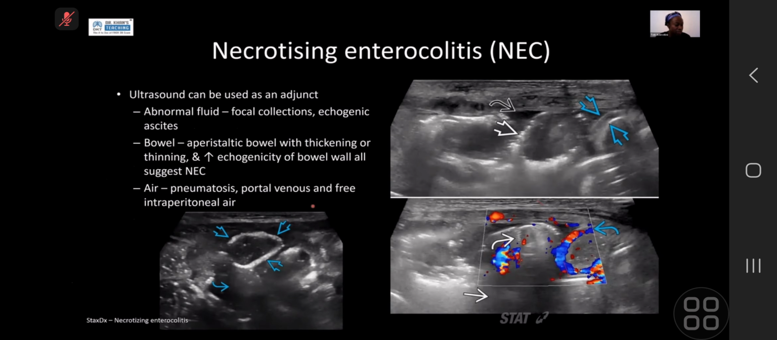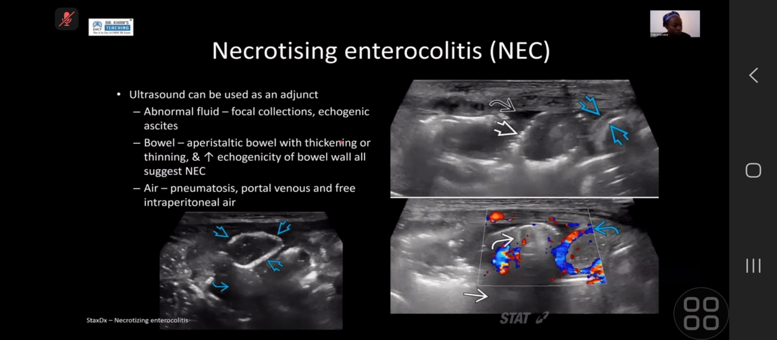So we can do ultrasound to look for NEC. In the UK, we tend to use it as an adjunct rather than the first line imaging, which is still plain films in combination with the clinical history. But there are certain signs that we can see on ultrasound like we see on the plain film.